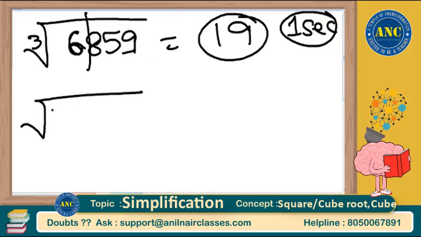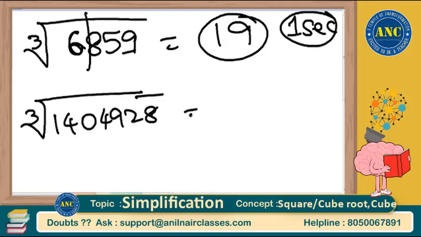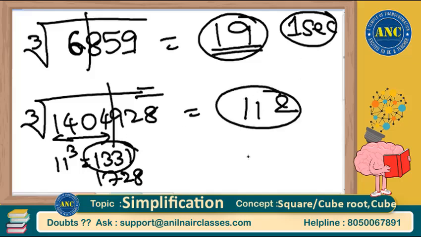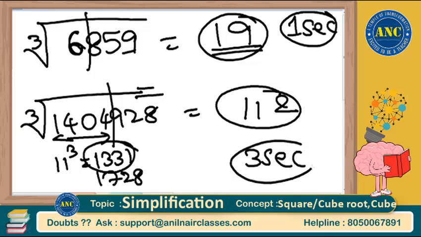But I took another question, which is 1404928. This is ending with 8, so it is ending with 2. This is nothing but 1404. You will think a little. 11 cube is 1331. 12 cube is 1728. Yes, 11 is the smallest. You answered this in 3 seconds, for example. With a slight increase in the number of digits, time will definitely increase, right?